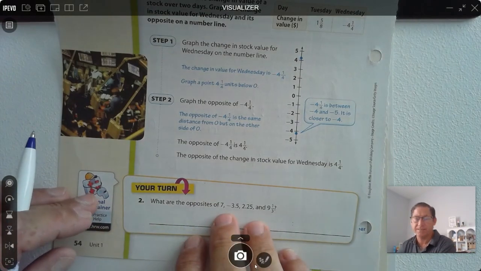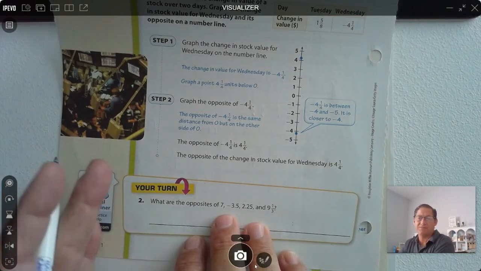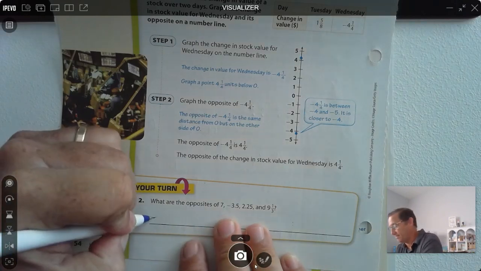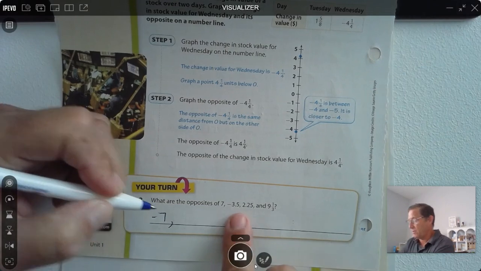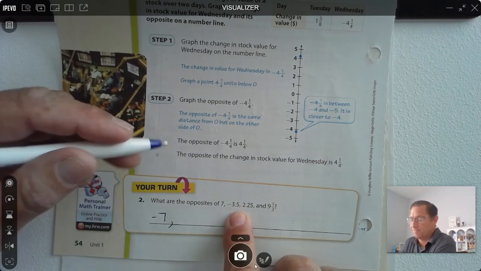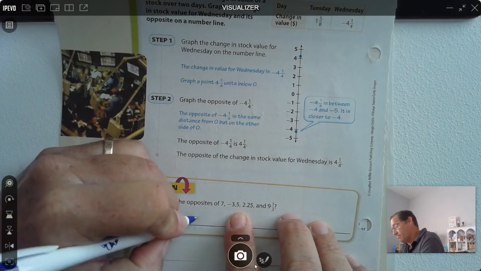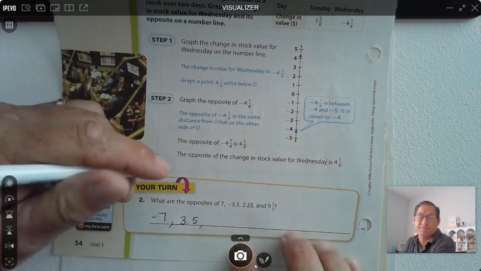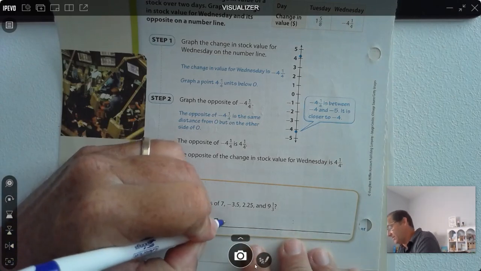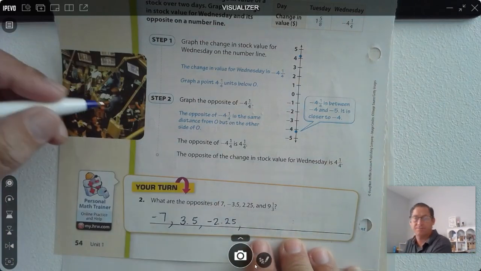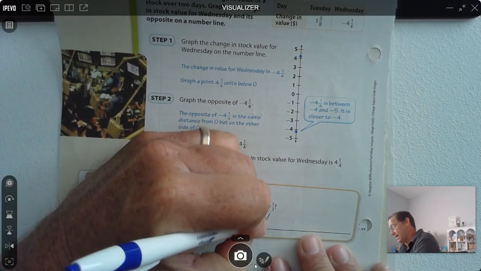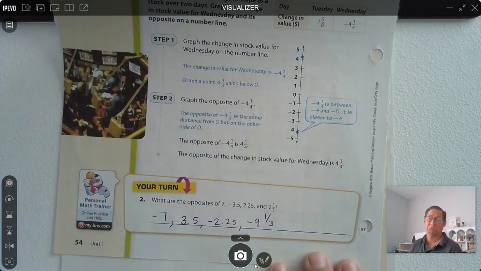What is the opposite of 7? Well, what number is the same distance from 0, but on the opposite side of 0? Negative 7. What would be the same distance as negative 3.5? Positive 3.5. 2 and 25 hundredths? Negative 2 and 25 hundredths. 9 and 1/3? Negative 9 and 1/3.